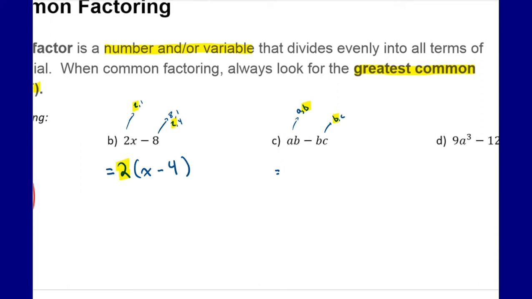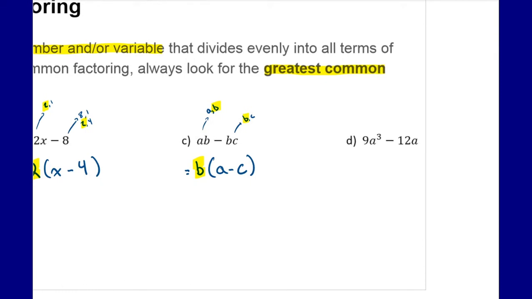So we have our common factor, or greatest common factor of B. In our brackets, we're dividing the previous two terms by that greatest common factor. AB divided by B leaves us with A. And then BC divided by B leaves us with C. So B times A minus C is the factored form.